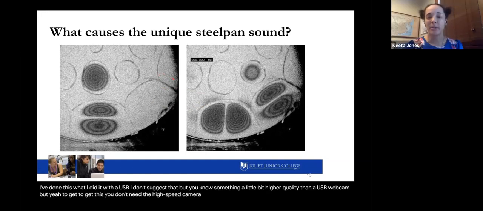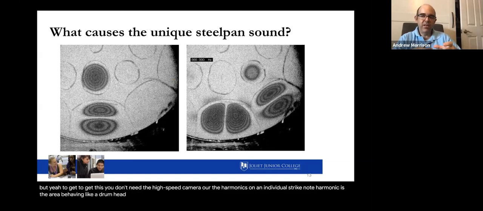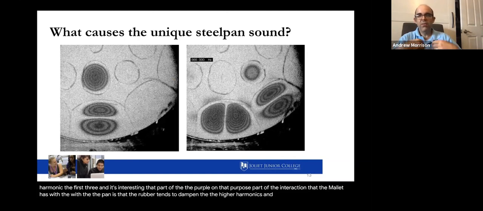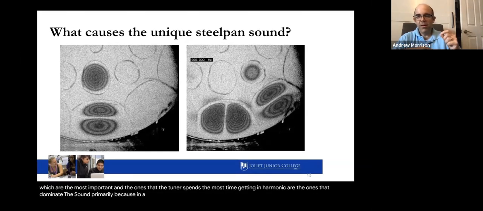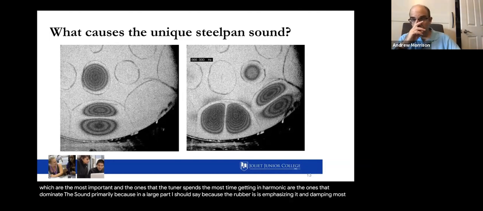Are the harmonics on an individual strike note harmonic? Is the area behaving like a drum head or a plate? It's behaving like a plate, but the tuners have forced those resonances to be harmonic, the first three. And part of the interaction that the mallet has with the pan is that the rubber tends to dampen the higher harmonics. So those first three harmonics, which are the most important and the ones that the tuner spends the most time getting in harmonic, are the ones that dominate the sound, primarily or in large part, I should say, because the rubber is emphasizing them and damping most of the other ones. Thank you.